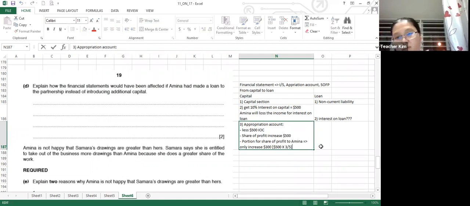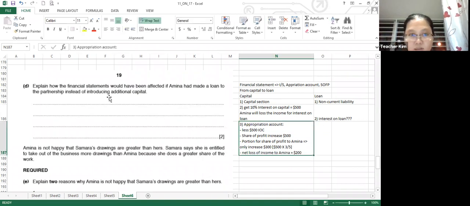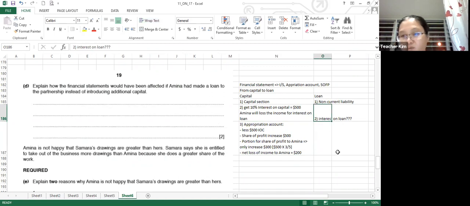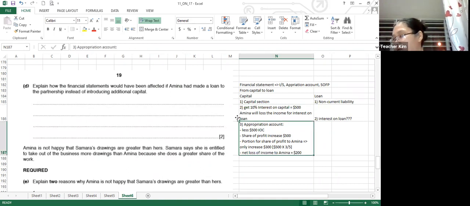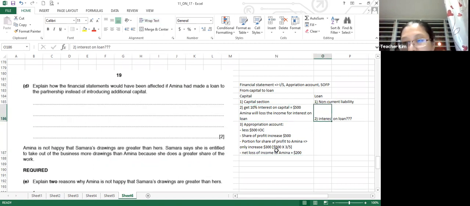So the net loss of income to Amina is 200. So this is the problem which is affecting Amina. Overall, this is the net impact. Interest, we don't know. You can mention about it. Interest, unknown. But because this is only 2 marks, what I will say is you talk on this point, these two is more than enough to cover your marks already. Get it? Clear for this part? Because 2 marks only, we talk on this one, and this one is more than enough.